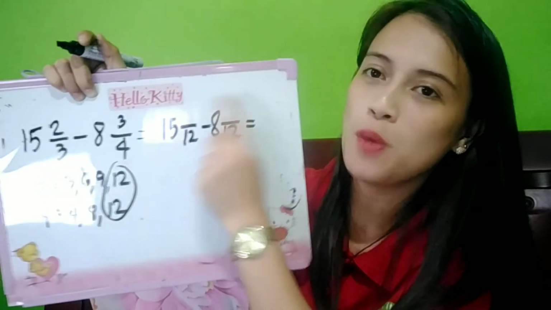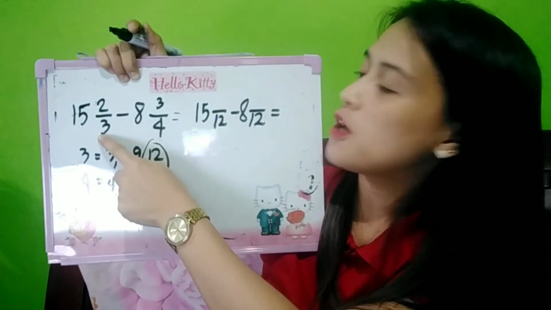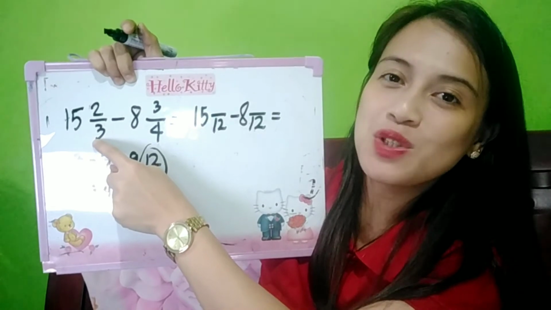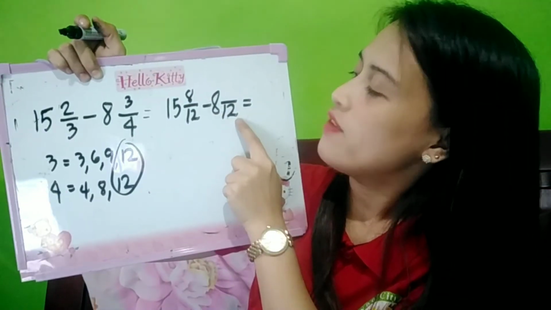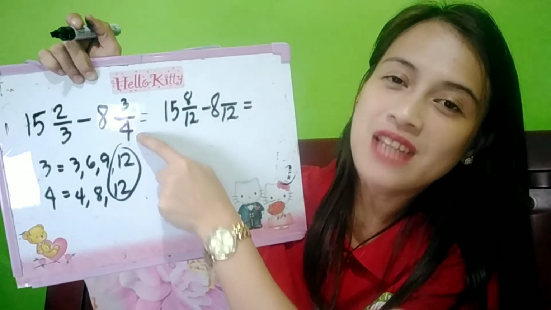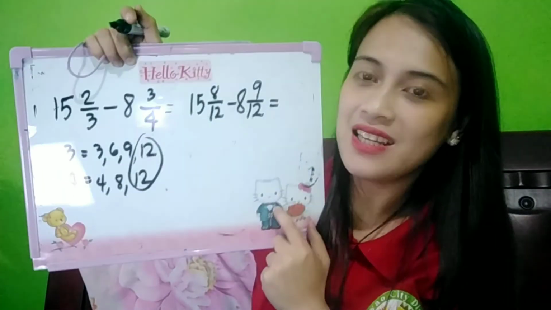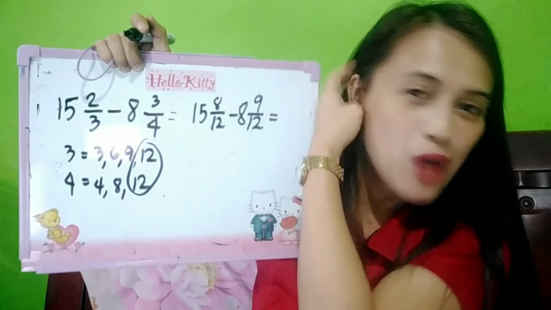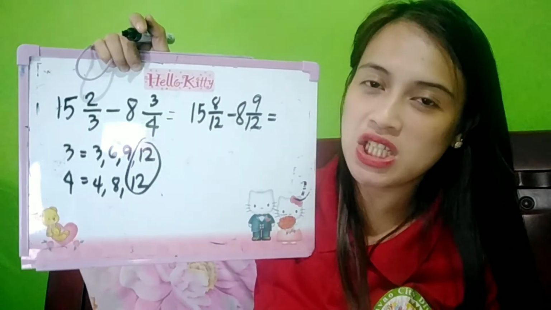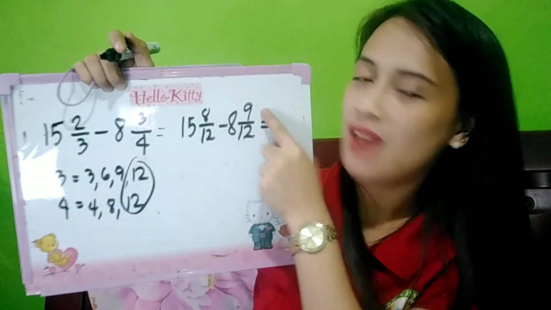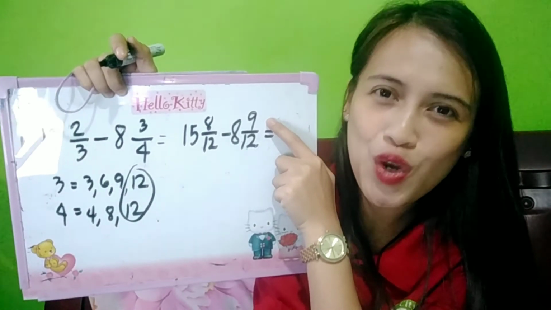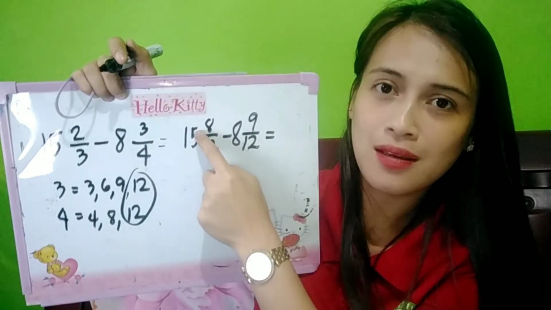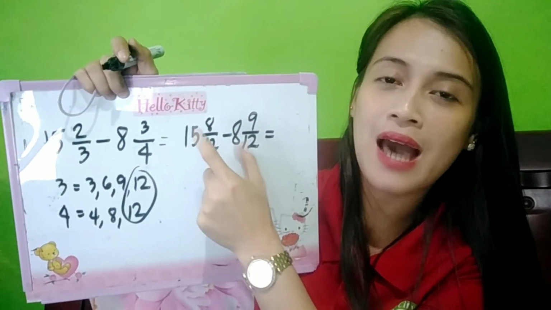So, solve for the numerators. 12 divided by 3, 4 times 2, 8. 12 divided by 4, 3 times 3 equals 9. Since pareho naman sila denominators, let's proceed to subtraction of numerators. 8 minus 9, can you subtract? No, kay mas gamay man si 8. So, dapat mas dako jud ang iyang minuan.